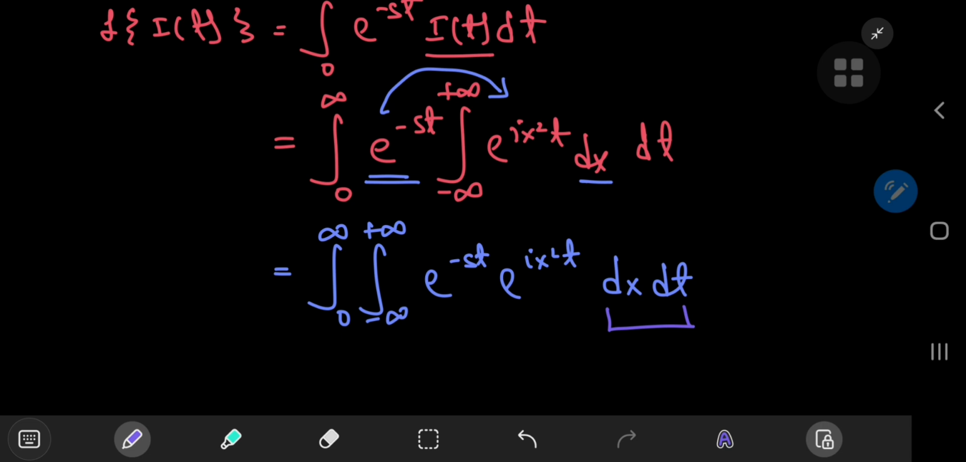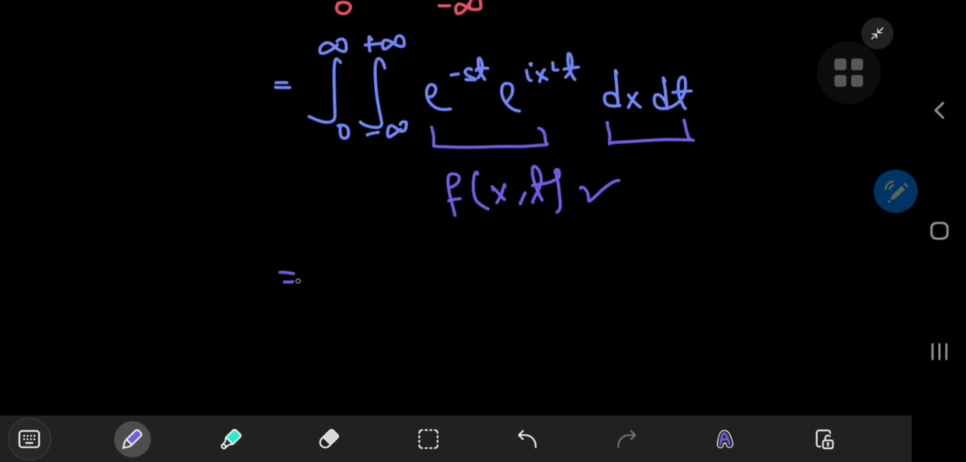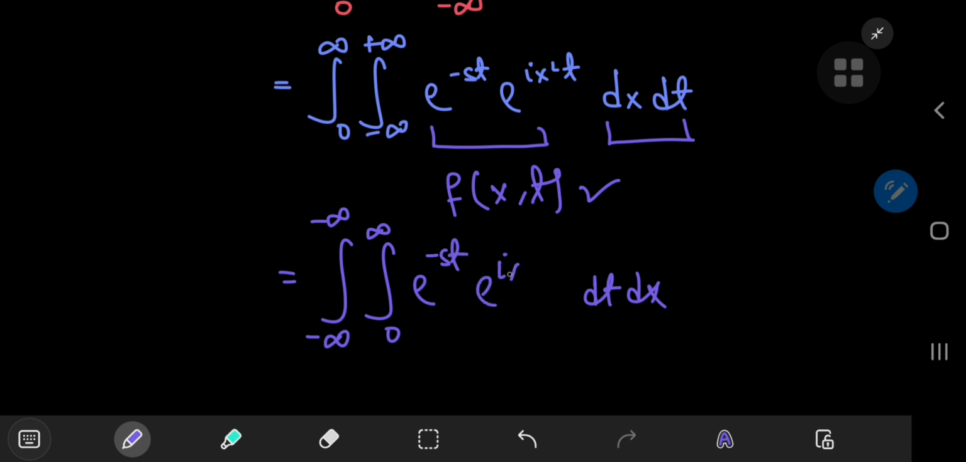Now, Fubini's theorem states that if the function you're integrating, the function of the two variables in this case, x and t, if the function you're integrating is continuous over the region on which you're integrating. So if continuity over our region is satisfied, then yes, you can switch up the order of integration. So thank you, Top G Fubini. We can now switch up the order of integration, and we're integrating now first with respect to t and then with respect to x. And we have the function e to the negative st times e to the ix squared t.